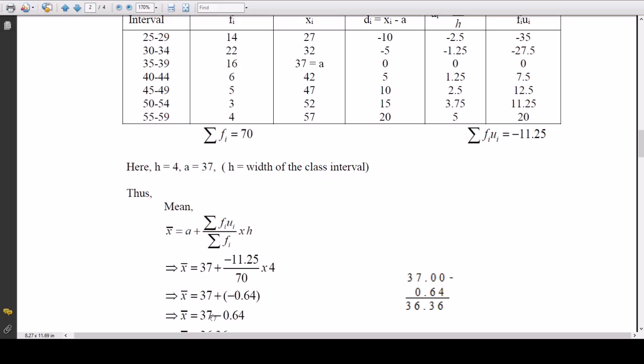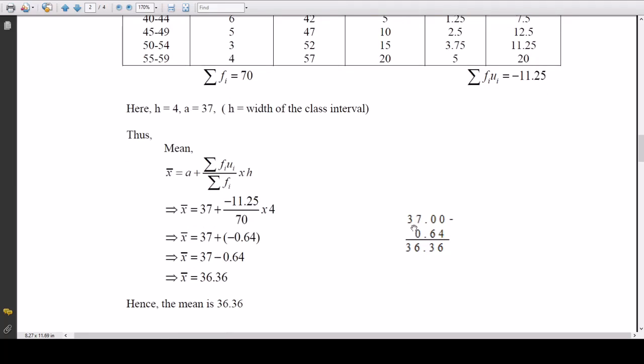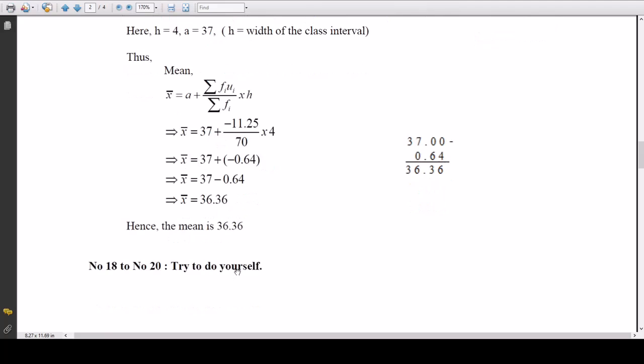37, you have to subtract 0.64. Here I have shown you 37 minus 0.64. How will you do the calculation? Since 0.64 has 2 decimal places, 37 also you give 2 decimal places. Subtracting these two, you will get 36.36. Hence the mean of the given data is 36.36.